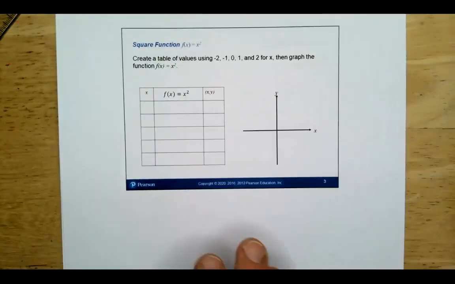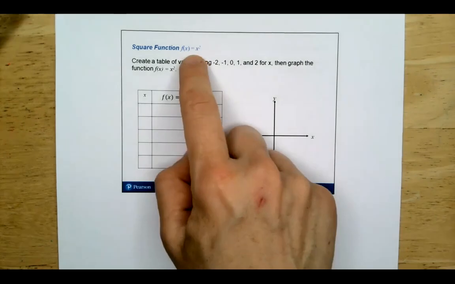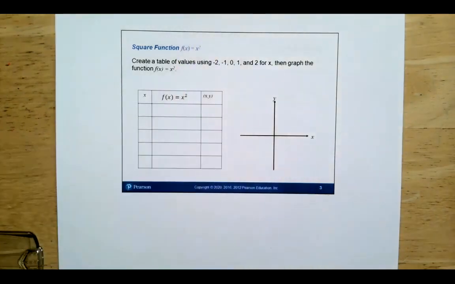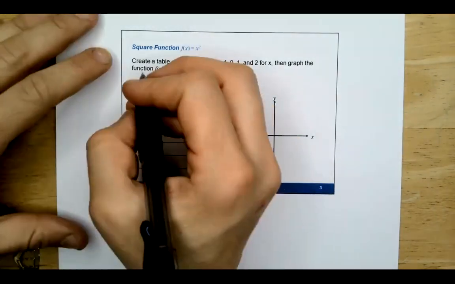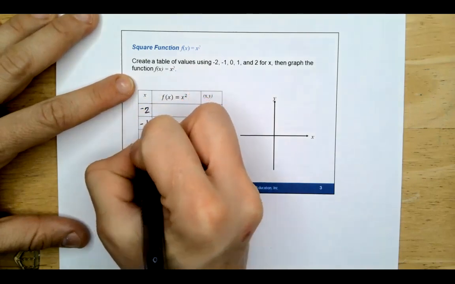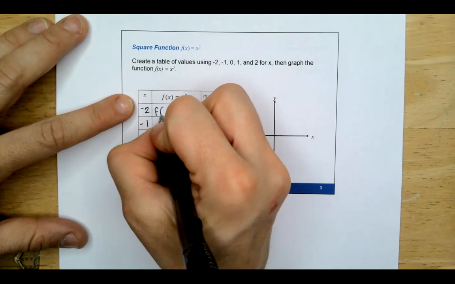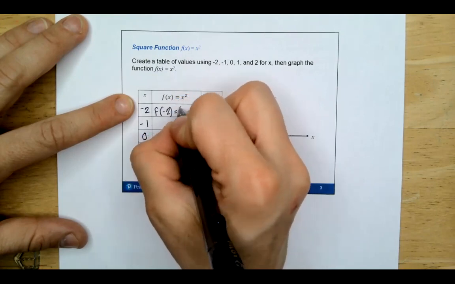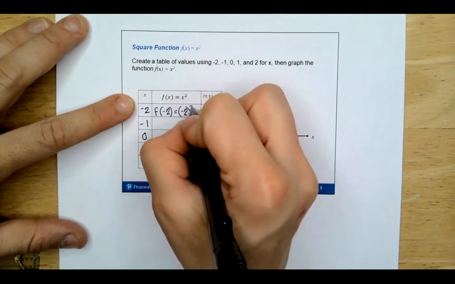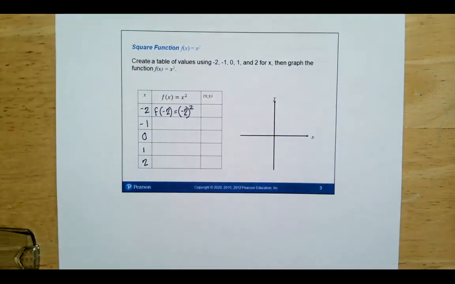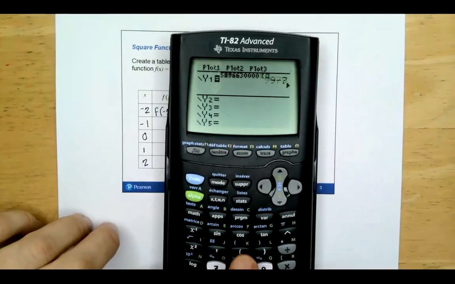The square function just means we took the x value and we squared it, okay? Create a table of values using the same ones, -2, -1, 0, 1, and 2. And remember, those are our x values. So f of -2 is going to be equal to, now we're getting into an actual equation we can work. So (-2) squared. Remember your parentheses.